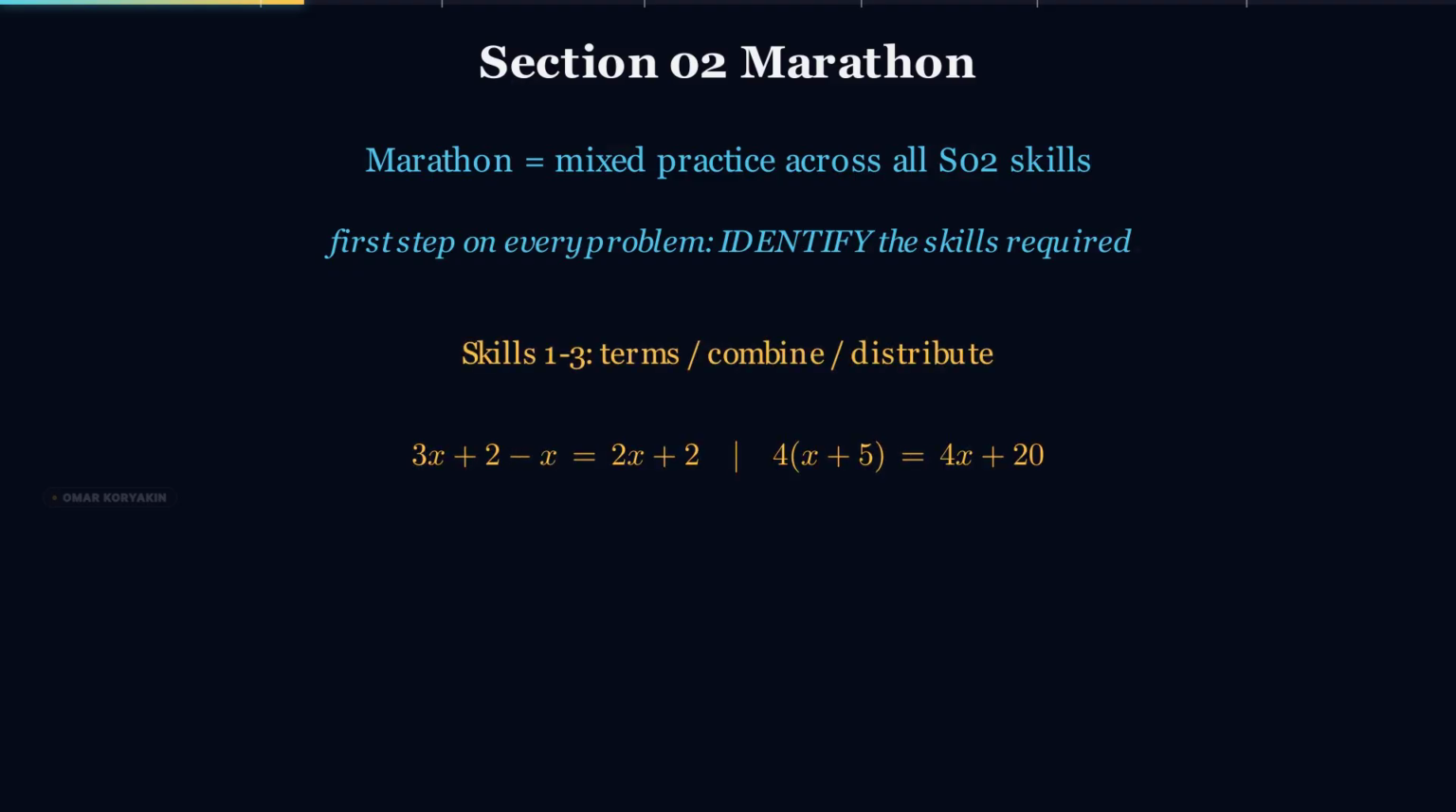Skill 1 is identifying terms, coefficients, and constants in any expression. Skill 2 is combining like terms to reduce an expression to its simplest form. Skill 3 is distributing a single factor across a parenthesized sum. Skills 1 through 3 together cover most pure symbol simplification problems and form the algebra mechanics layer of Section 2.